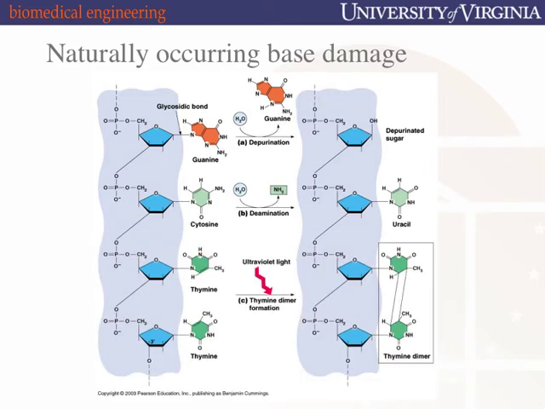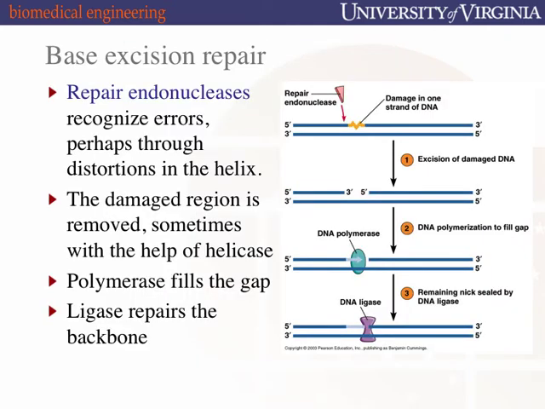All right, so then the final one of base damage is the use of ultraviolet light, and ultraviolet light can generate these thymidine dimers to form. So again, similarly, it becomes very difficult for proper base pairing to occur. All right, so how we're going to repair these, we have a specialized set of enzymes known as repair endonucleases.